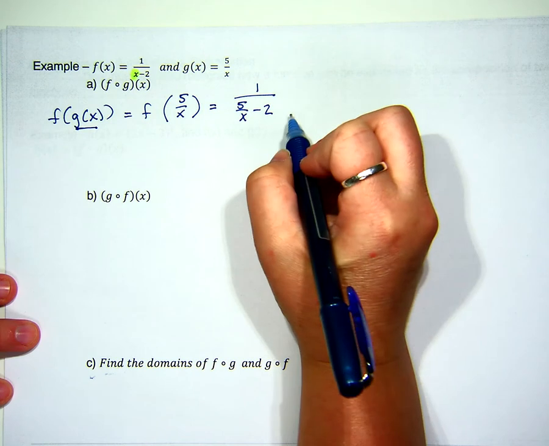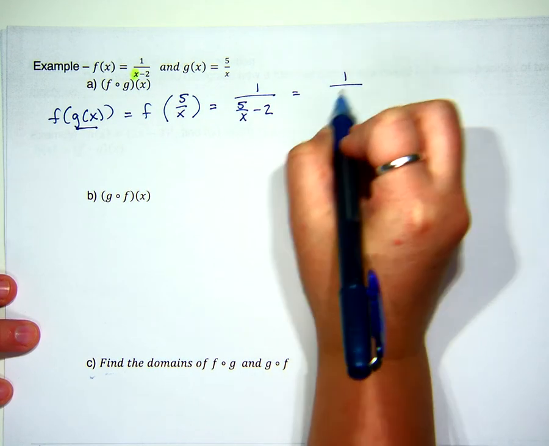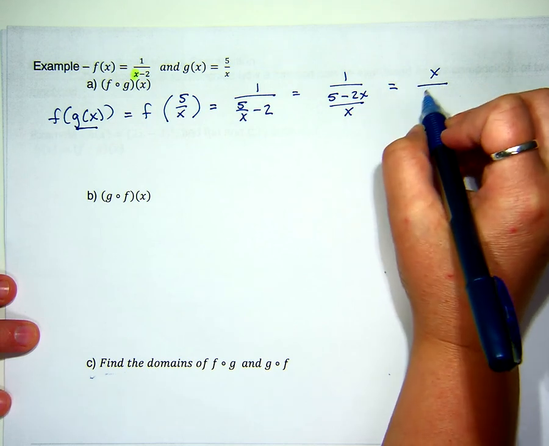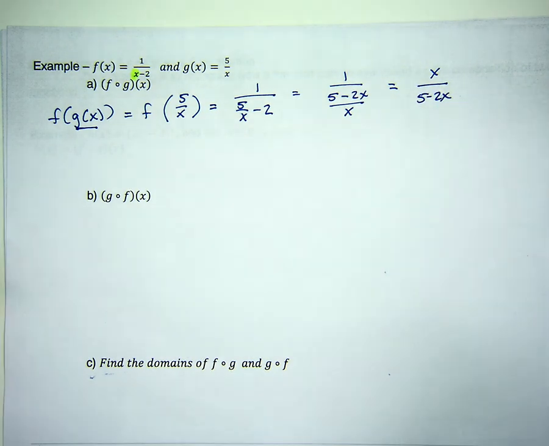We have to simplify this. We have common denominators, right? We'll simplify. Common denominators will simplify, and then fraction division, flip this over.